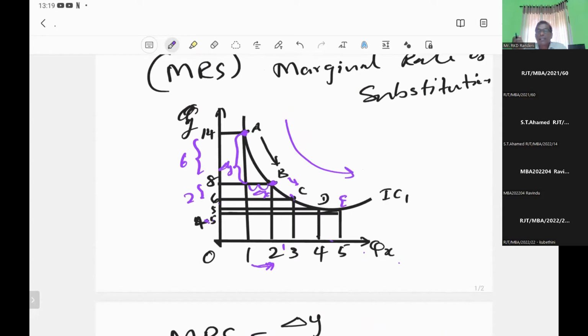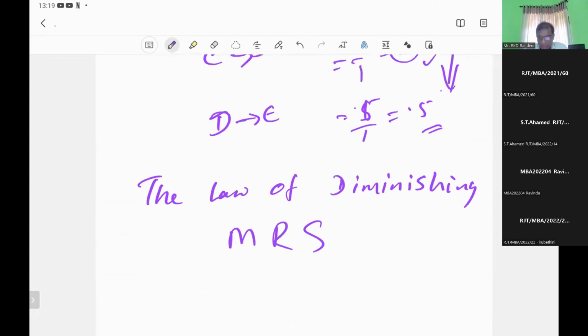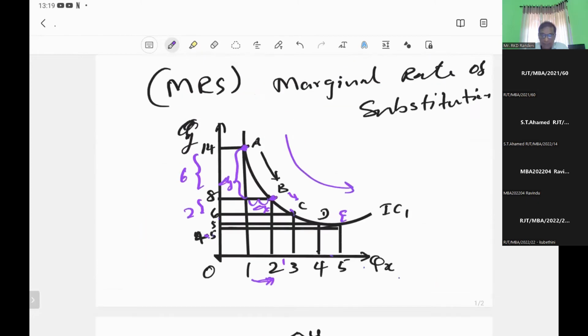That is the answer. That's the reason. Normally that curve is convex to the origin, left to right downwards. That law is there, right? Now you have to realize what the law of diminishing marginal rate of substitution is, and what marginal rate of substitution is.